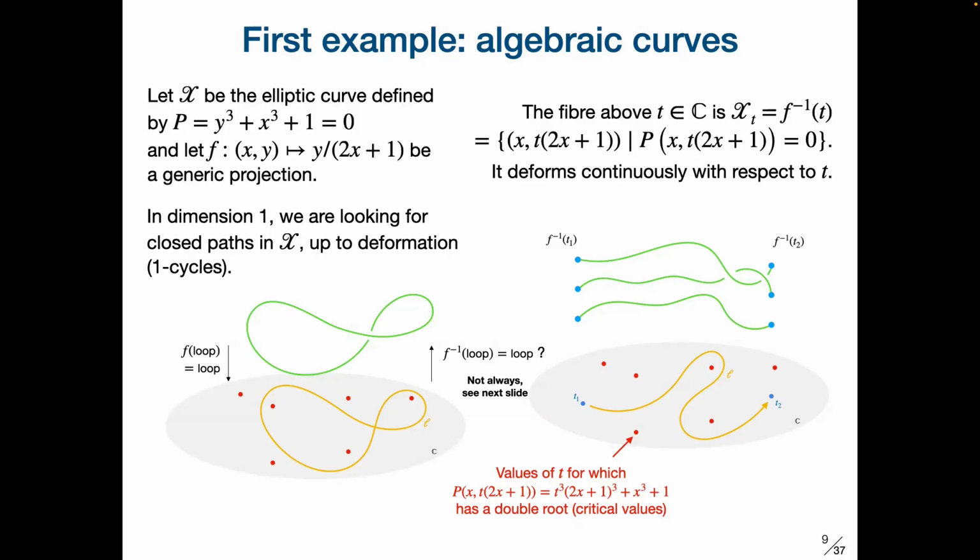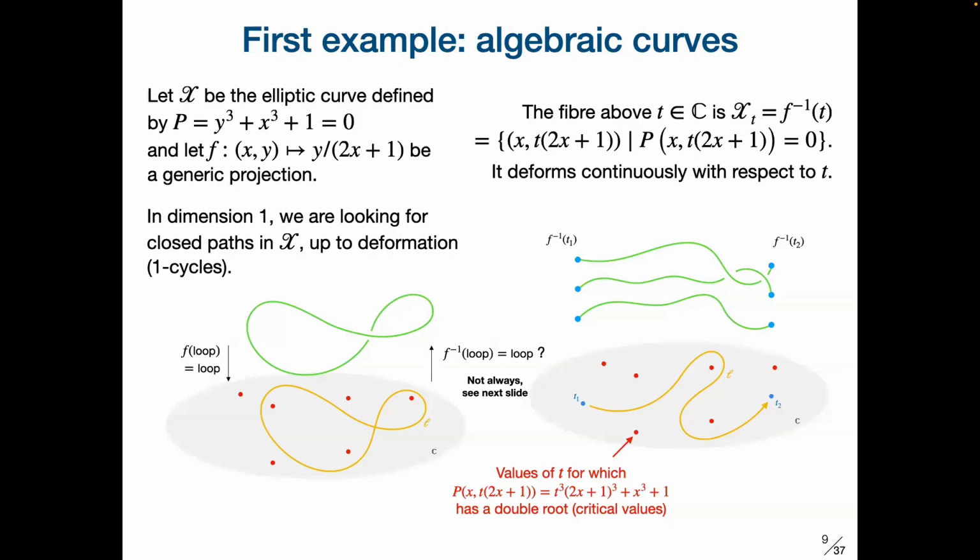So before focusing on loops, maybe it's wiser to first consider paths, which are easier. So now the question is, I have a path that goes from T1 to T2. Can I lift it back up to a path which lies on the curve? And in order to understand this, we have to understand this fibration structure induced by this projection onto the projective line that we've done.